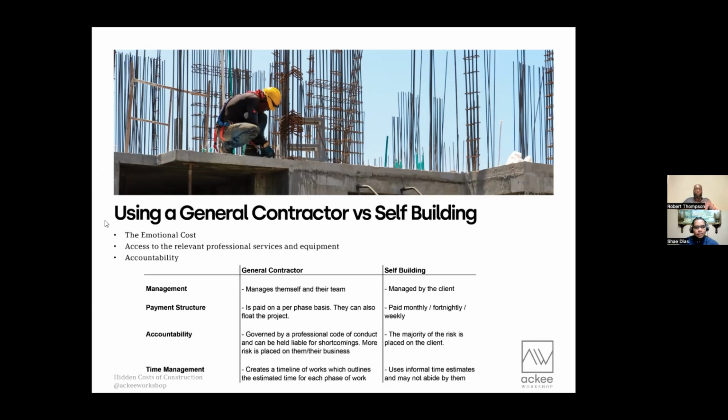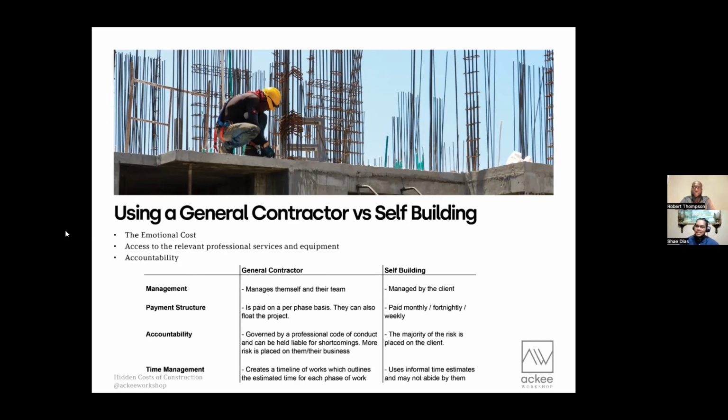And finally, time management. As I said before, the general contractor creates a timeline and has to stick with it for each phase. And he could request more time, but it would have to be signed off by the client and would have more professional practice that would come along with it. Whereas self-building is less formal. You'd have less formal time estimates and you may not stick to those times, which would cost more money.